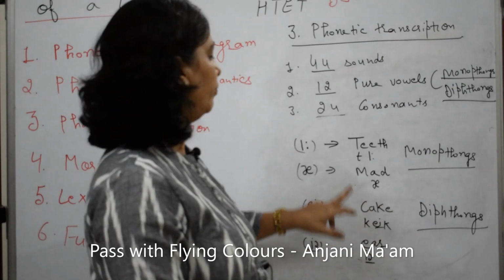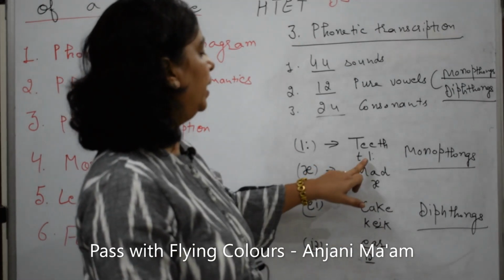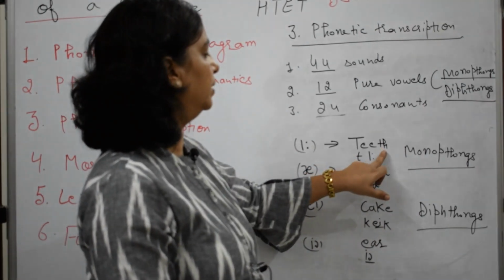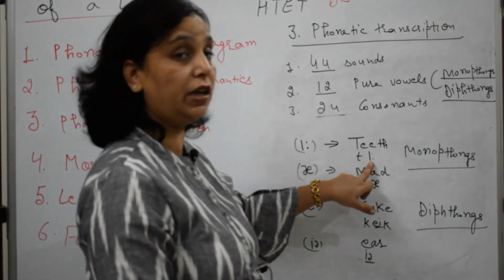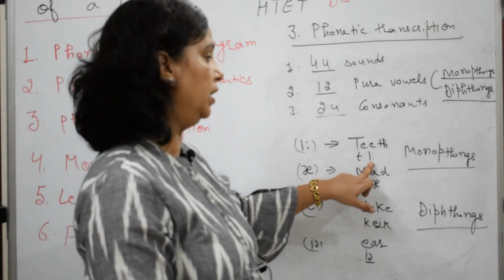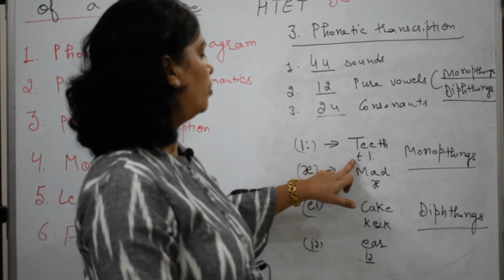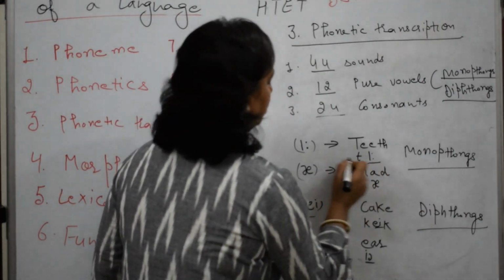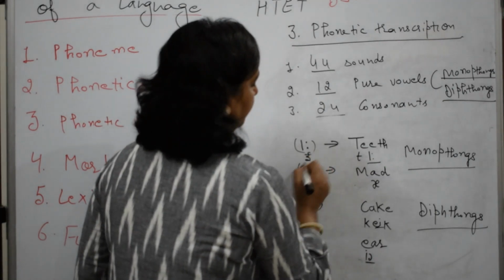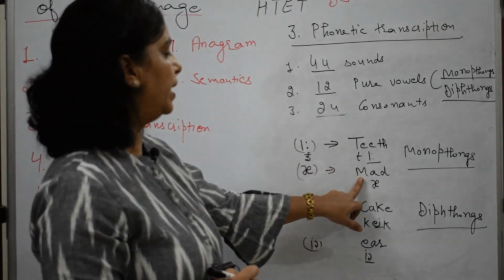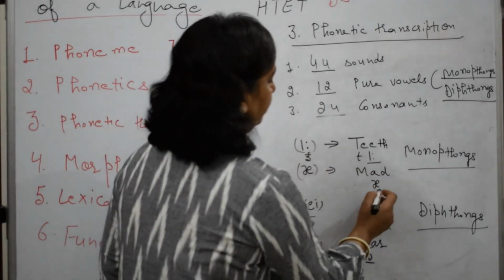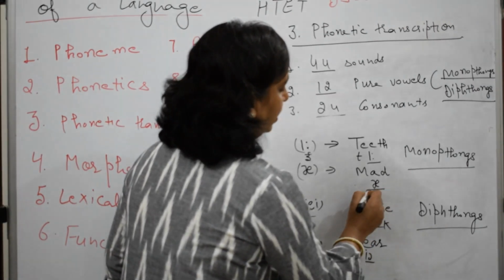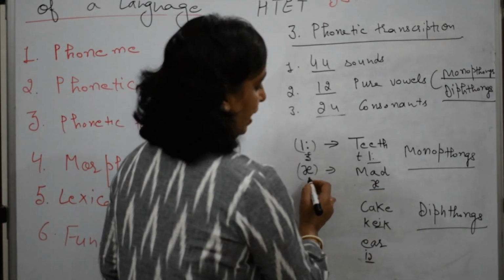In monophthong, we have the word teeth. In teeth, this is the sound of th, this is the sound of e. In Hindi, it is called badi e. In this, we have only one vowel sound, that is e. Second word is mad. In this word, we have one, that is a single vowel sound, that is a.